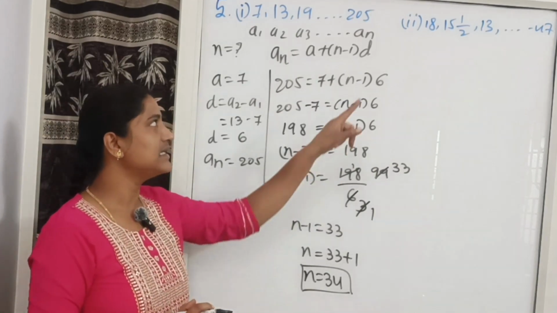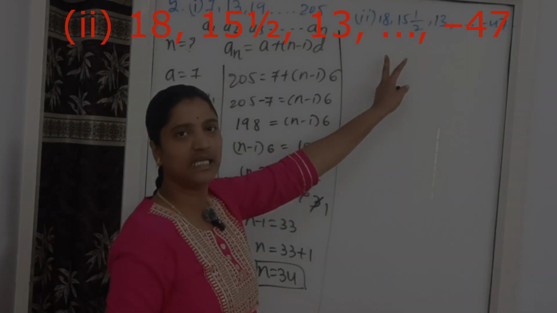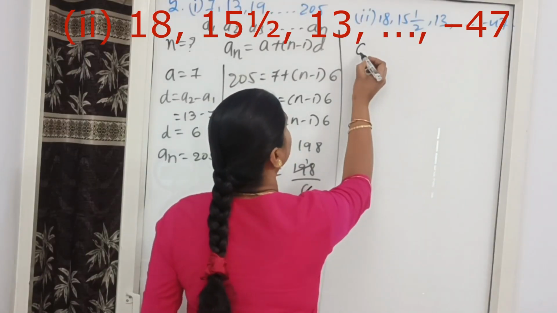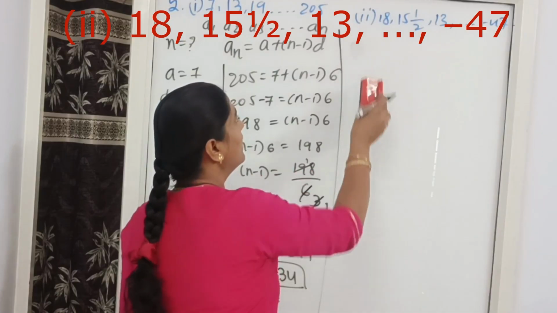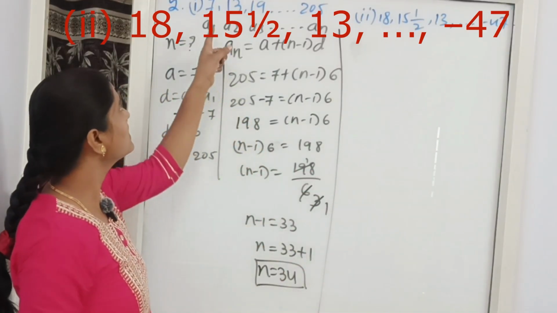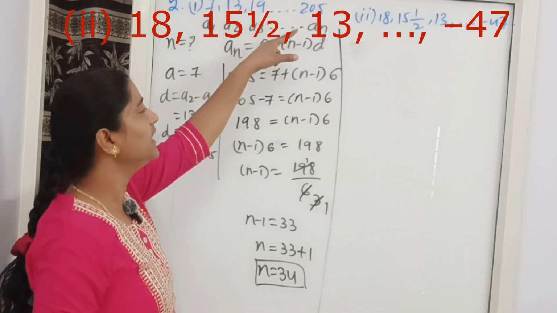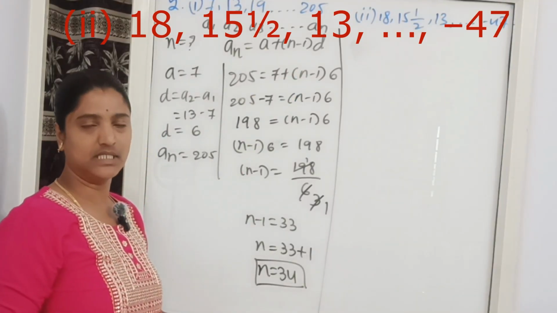Let us move to the second question. This is the given AP. Find out n for it. See, one thing, firstly what we see here: this is 7, 13, 19, 205, like that, whole numbers, isn't it?